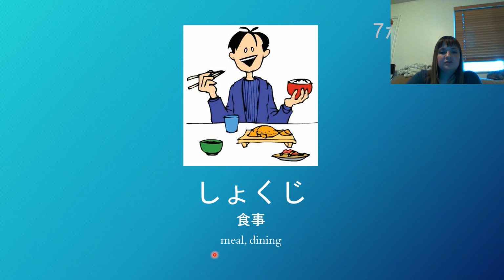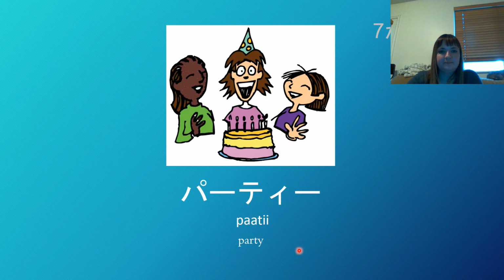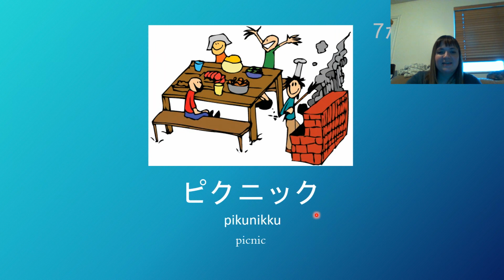Okay. So 食事. はい。次はパーティーです。So a party would be party ですね。Mochi's just staring at me. Why are you staring at me, Mochi-kun? I don't know.